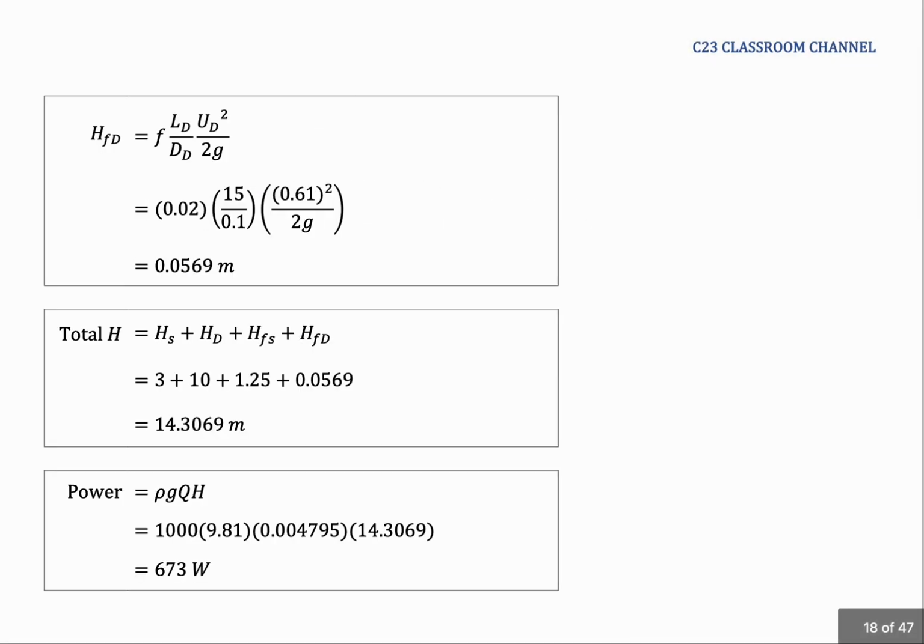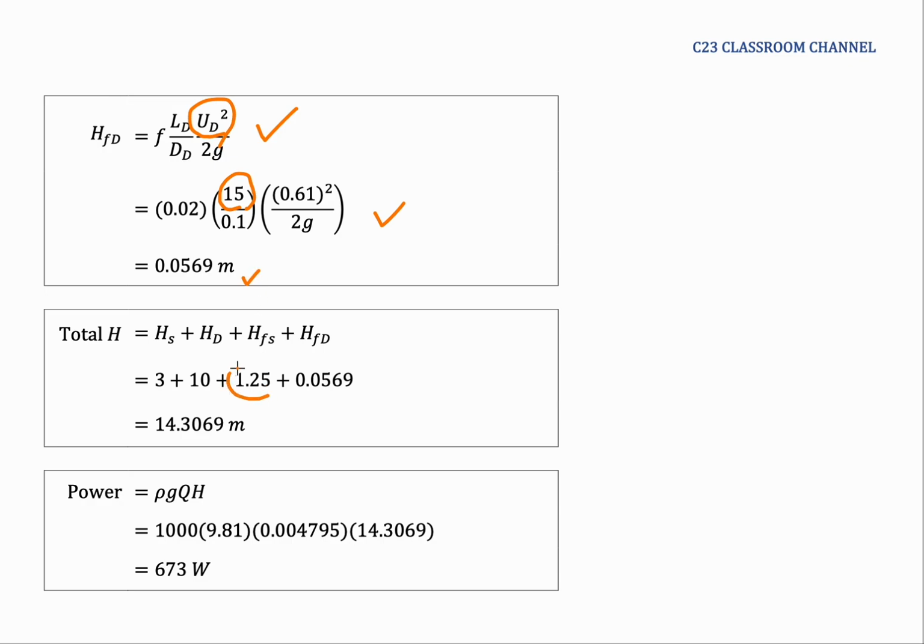And then we could calculate the losses in the delivery pipe. The losses in the delivery pipe are calculated similar to what you learned in Fluid Mechanics 1 about major losses in pipe. So we have f, L over D, V squared over 2g. We substitute everything, where u here is the velocity in the delivery pipe, and it is equal to 0.0569. Here you can see that the length of this delivery pipe is 15 meters, but it only gives us a friction head of 0.05.